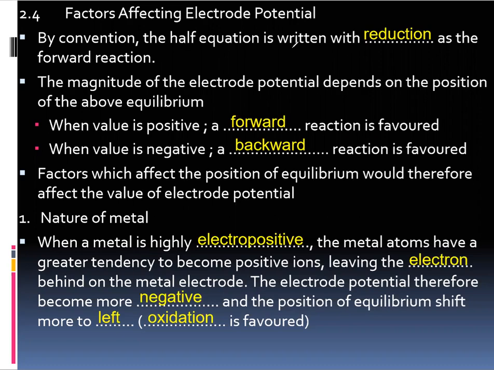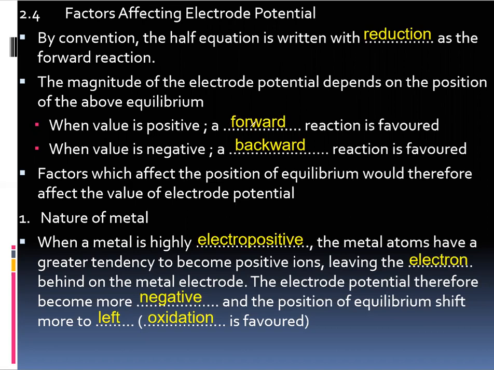So, factors affecting the electrode potential. First, you need to know that by convention, the half equation of any reaction is written with the reduction as the forward reaction. If I ask you to write the forward reaction of any chemical cell, the reduction is to be written as the forward reaction, and then the backward reaction is the oxidation. The magnitude of the electrode potential depends on the position of the above equilibrium. When the value is positive, it means a forward reaction is favored.